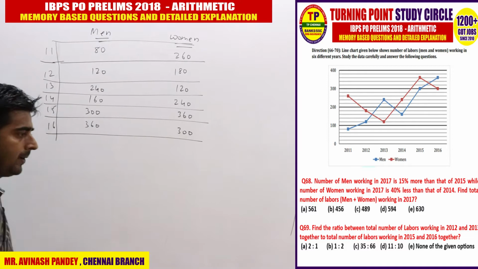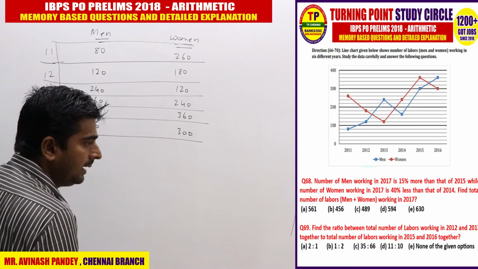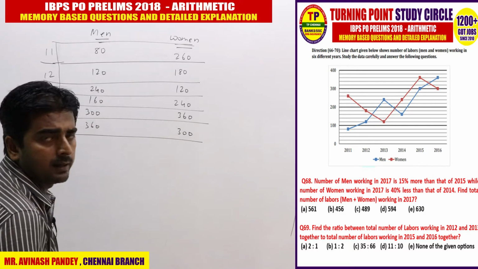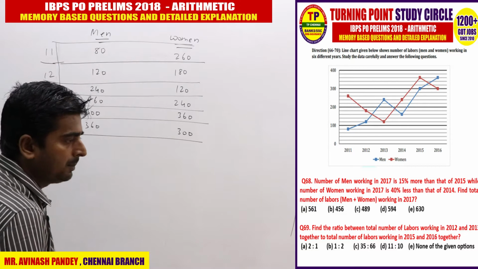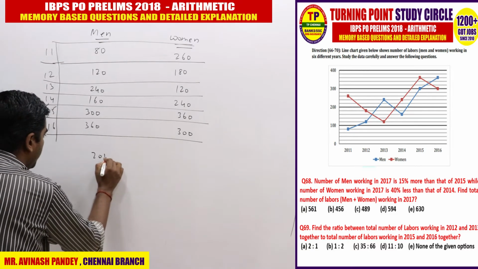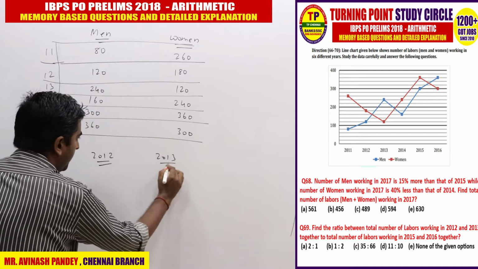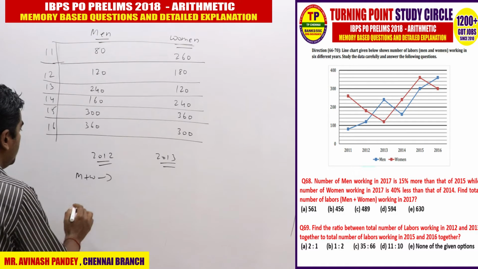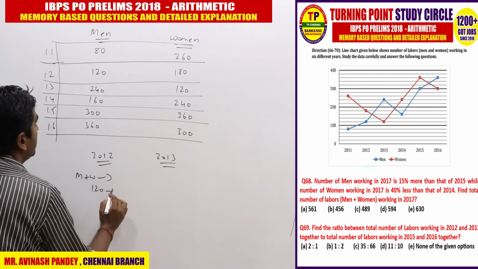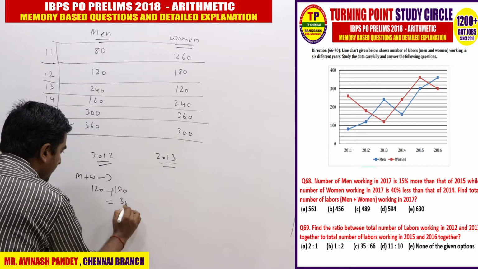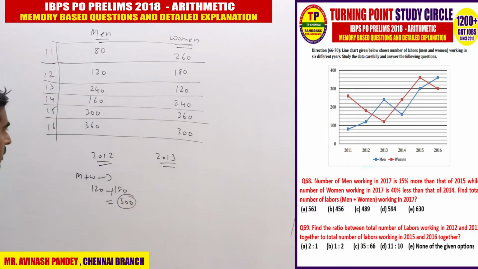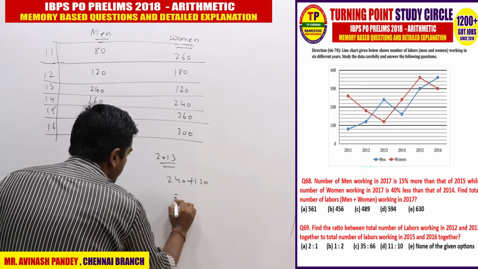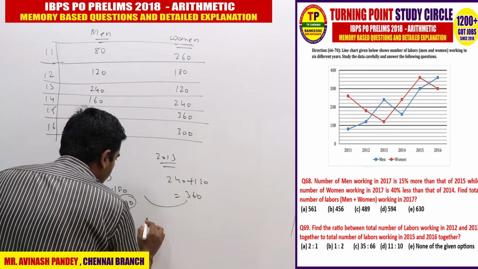Right, next question. Find the ratio between the total number of laborers working in 2012 and 13 together to the total number of laborers working in 2015 and 16 together. So in each year we need to add men plus women. In 2012, men plus women is 120 plus 180, which is 300. In 2013, the value of men plus women is 240 plus 120, which is 360. What is the total value here? 660.